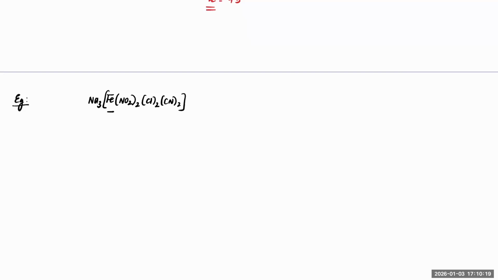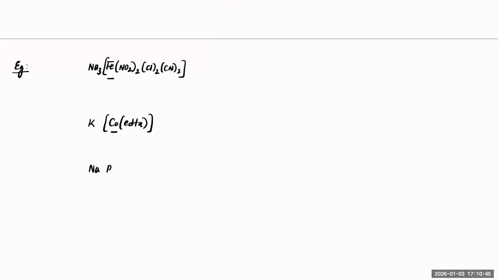Likewise, if we have K3, cobalt, EDTA, one here, you need to find out what is the oxidation state on cobalt. Okay, sorry, this is K1, not K4.